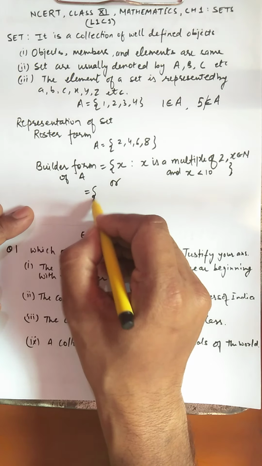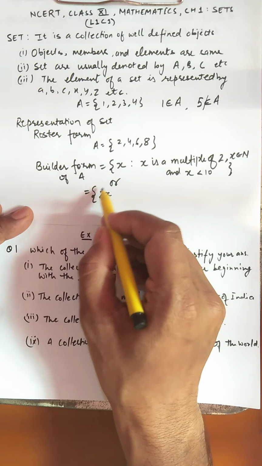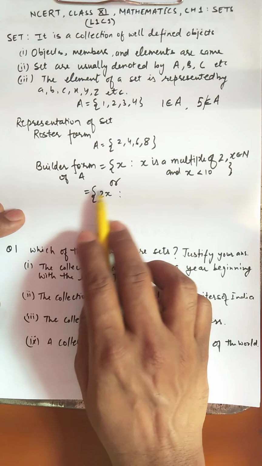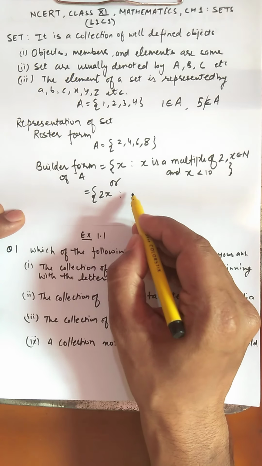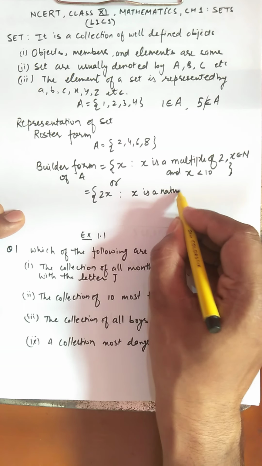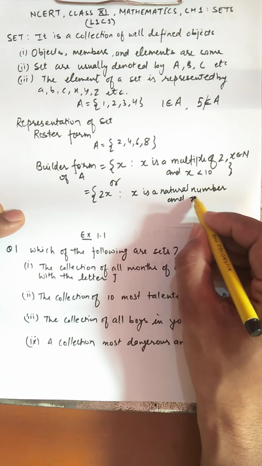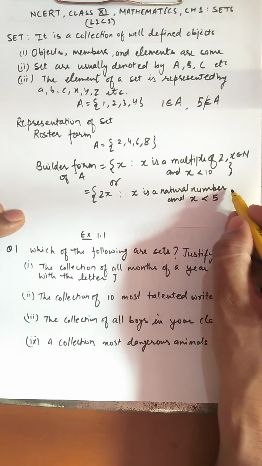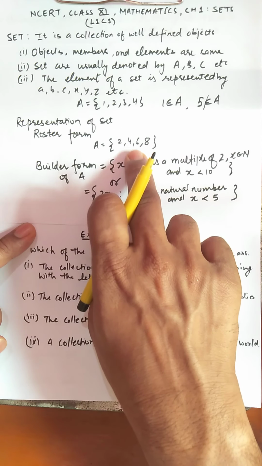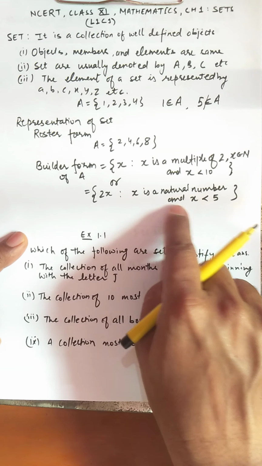Or I can write 2x, this is the general notation. You first write the elements, which type of elements are there, and then after this you define, or you tell us what this x is, or what this element is representing. So I can say this x is a natural number and x less than 5. So this way I can represent the roster form of this builder form: 2x, x is a natural number and x is less than 5.